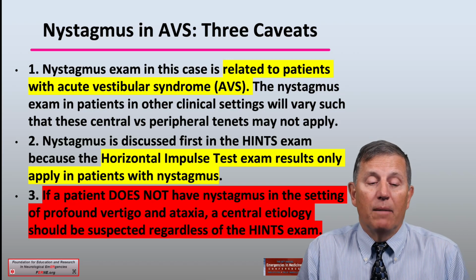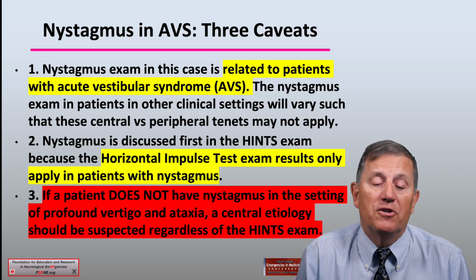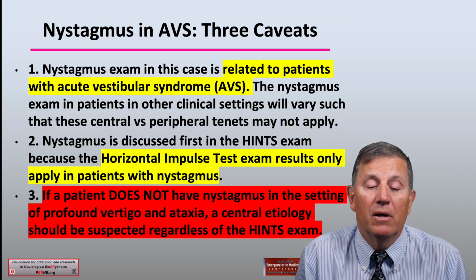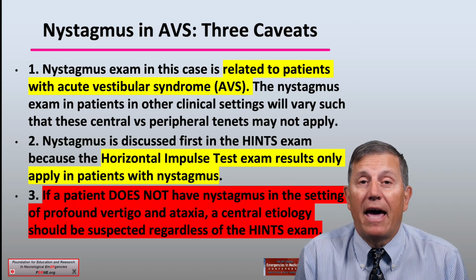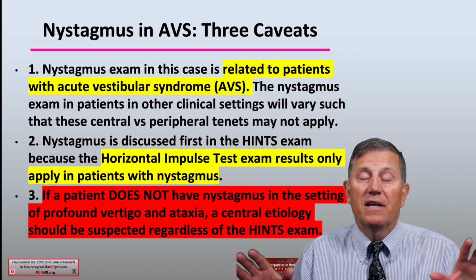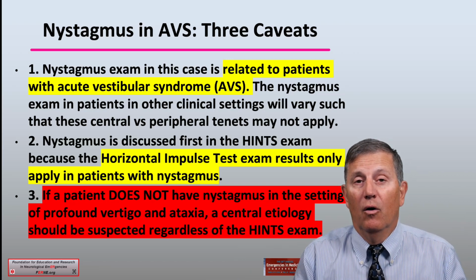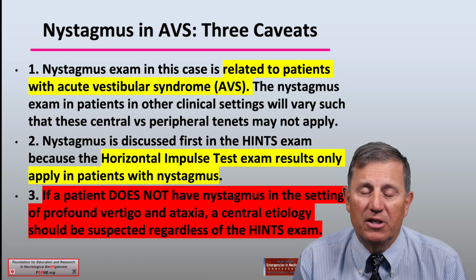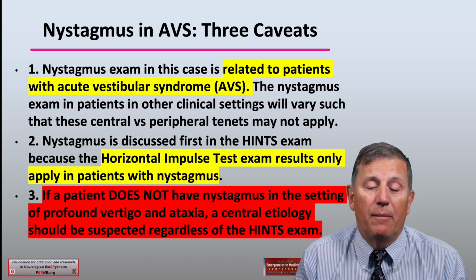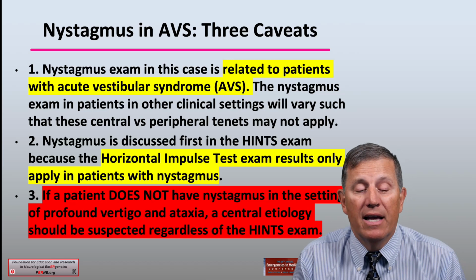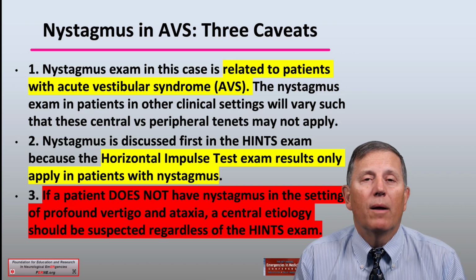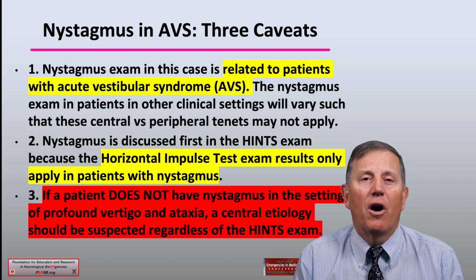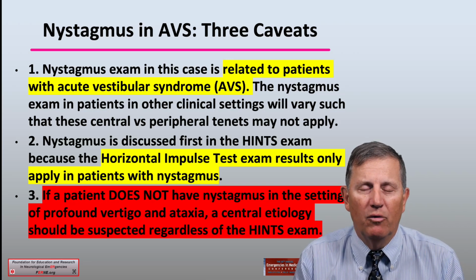First off, as I mentioned, nystagmus is related to patients with acute vestibular syndrome. In other words, this is the most reliable time where you can determine whether nystagmus is central or peripheral, especially relating to a central cause related to posterior circulation disruption. The nystagmus exam in patients in other clinical settings will vary, such that these central versus peripheral tenets may not apply. In other words, what I'm about to discuss regarding nystagmus is important to be considered most in acute vestibular syndrome patients.